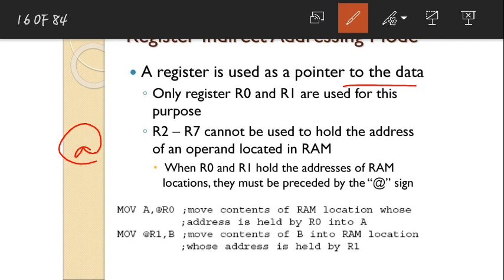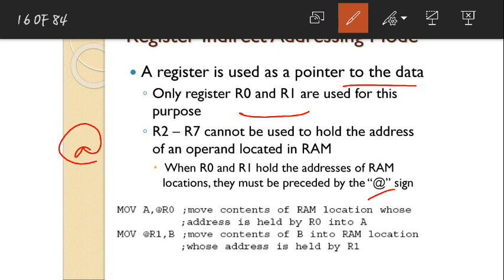It is like that. So here a register is used as a pointer, so it will point towards the register, and what is inside the register, it will take as some address location, and that will be moved. See, only registers R0 and R1 are used for this purpose. R2 to R7 cannot be used to hold the address of an operand located in RAM. When R0 and R1 hold the address of RAM location, they must be preceded by @ sign.